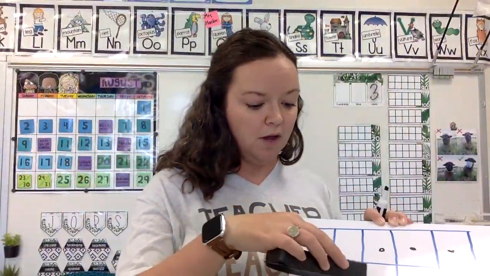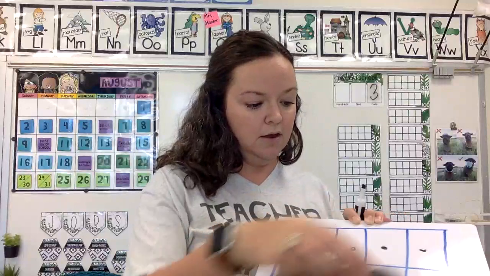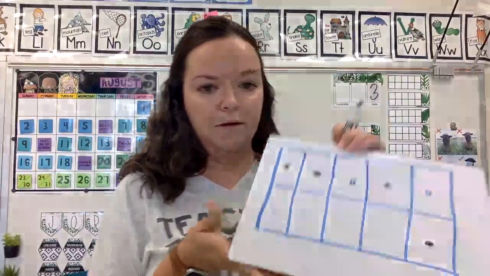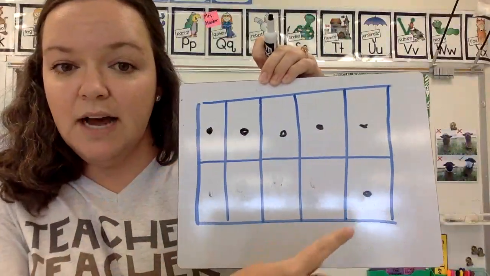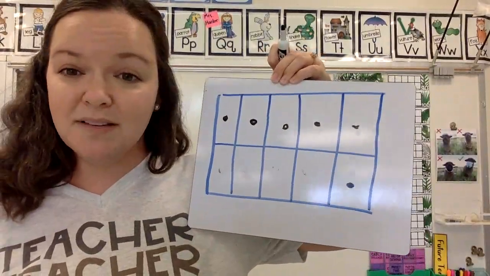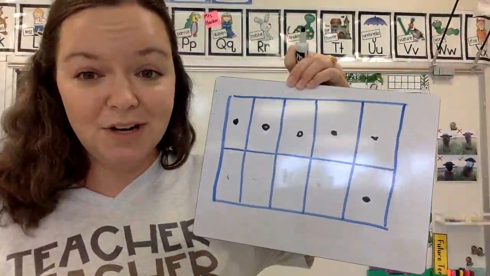I'll show you another way that we can make 6 that you might have seen. Like this. We have 5 on the top and 1 on the bottom. 5 and 1 together makes 6. So it kind of brings in some addition too, which we'll be getting to next week.